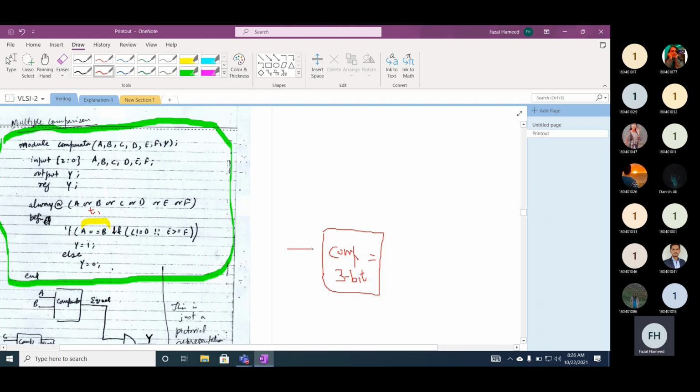A and B. When I don't mention the size of any signal, it means it's by default as mentioned, so the size of A and B is 3-bit. So now this is equal. So what will be its output? T1. Now we need again another comparator.